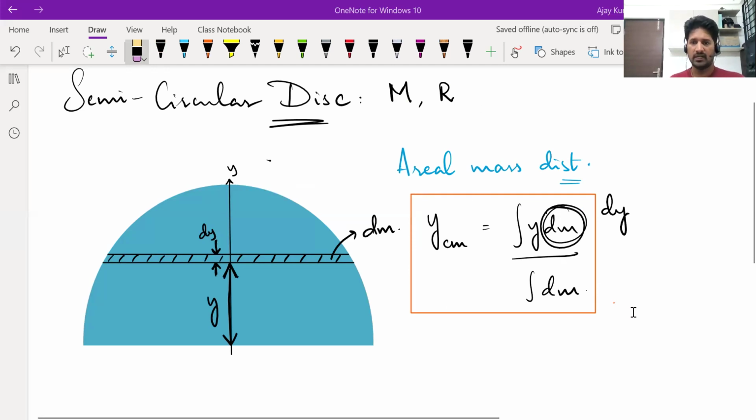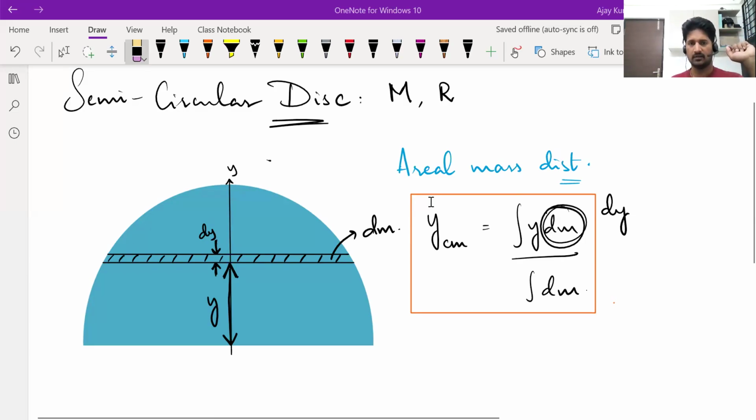Now, if you want to integrate y dm, you need to express dm in terms of dy. In the diagram, if you observe, dy is nothing but the width, or height, of the shaded region. We need to express the mass dm in terms of that height. How can that be done? Listen, when we had linear mass distributions like a rod or a semicircular ring, when we wanted to express the mass of an element, we took help of lambda. For linear mass distributions, lambda is equal to dm by dl.